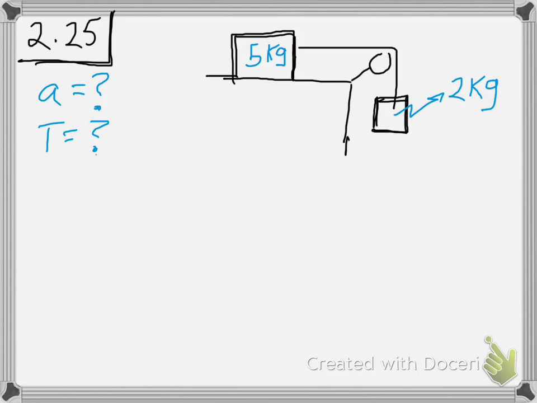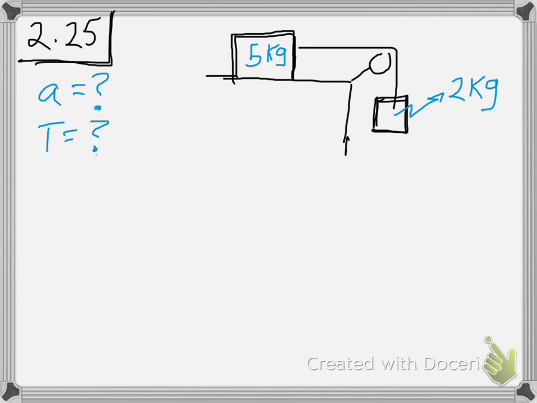So let's say this larger mass has a mass of 5 kilograms. The smaller one, which is hanging over a pulley, has a mass of 2 kilograms. Let's say the surface is frictionless. Go ahead and calculate the acceleration of the masses as well as the tension in the string. I'd say hit pause, try it out, and then we'll walk through it.